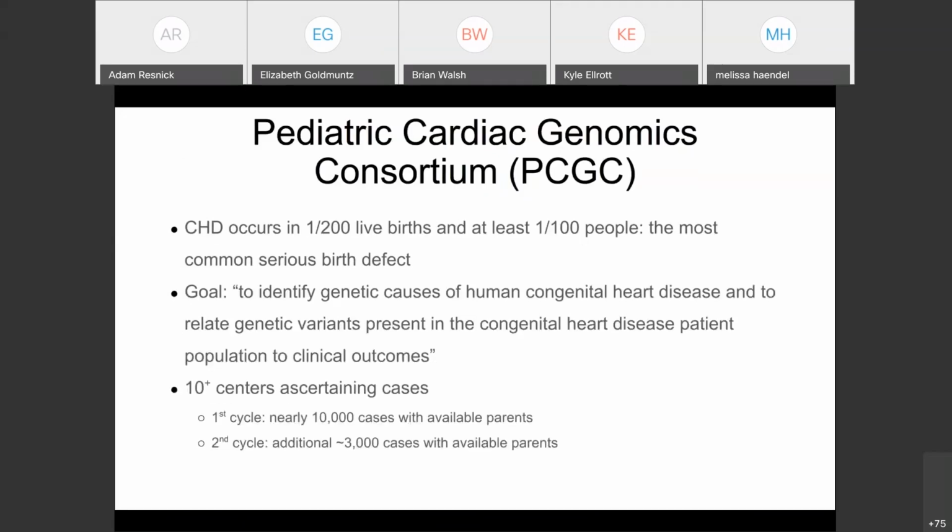Thank you. So CHD, or congenital heart defects, are the most common serious birth defect, occurring in 1 in 200 live births and about 1 in 100 people, if not more. And the PCGC's published and stated goal is, quote, to identify genetic causes of human congenital heart disease and to relate genetic variants present in the congenital heart disease patient population to clinical outcomes. Through the past 10 or 11 years of its existence, there have been more than 10 centers ascertaining cases. In the first cycle of about 5 years, 10,000 cases were banked with their available parent samples and clinical data sets. And in the second cycle, an additional 3,000 cases have been banked. Next slide, please.